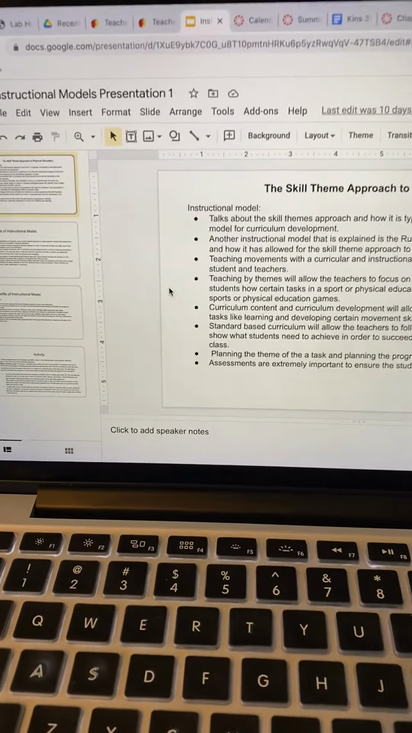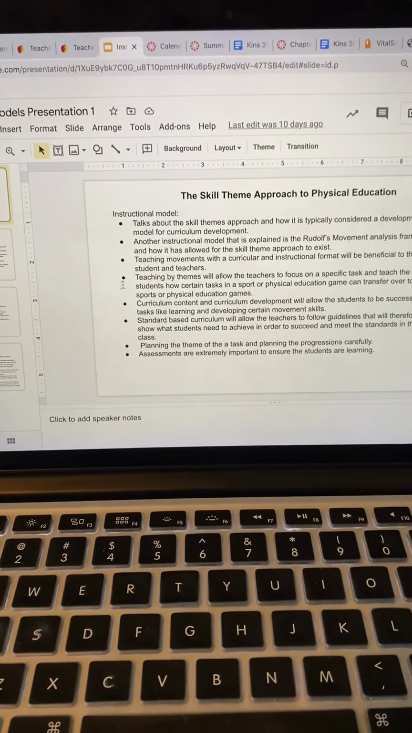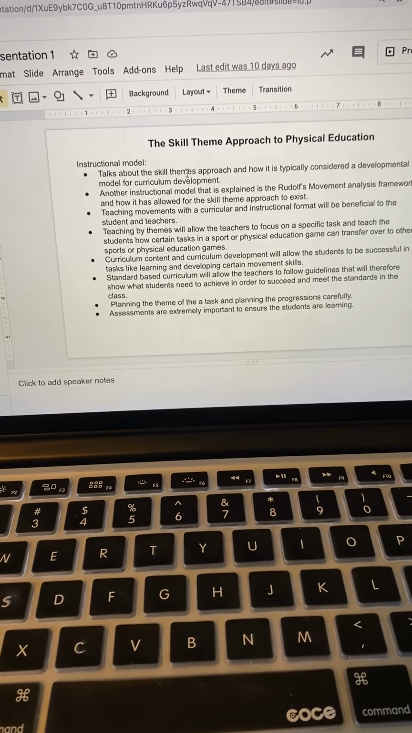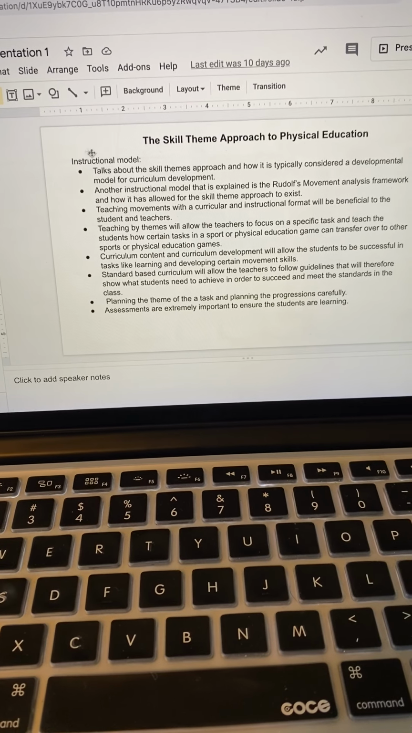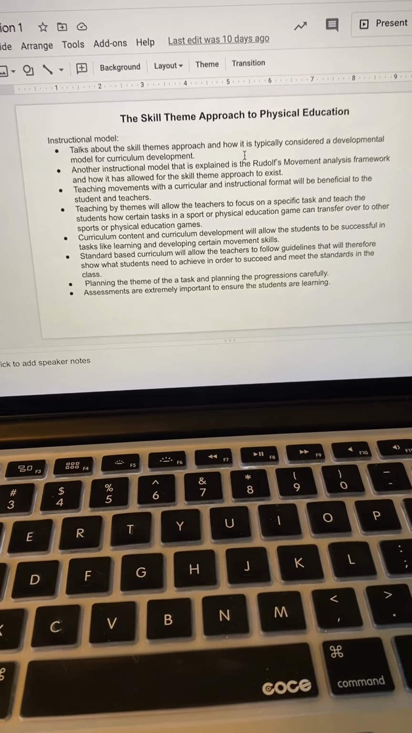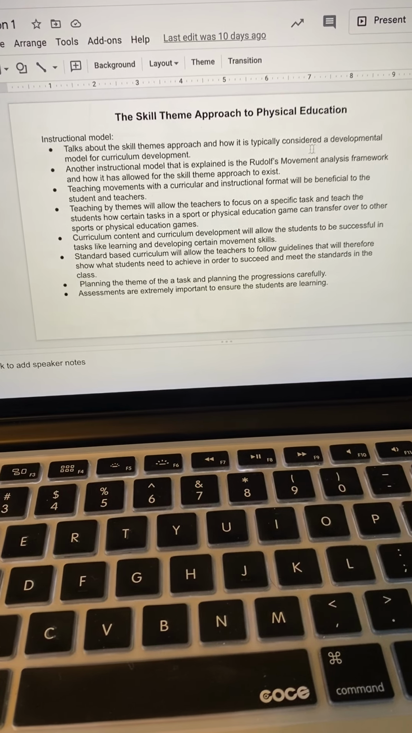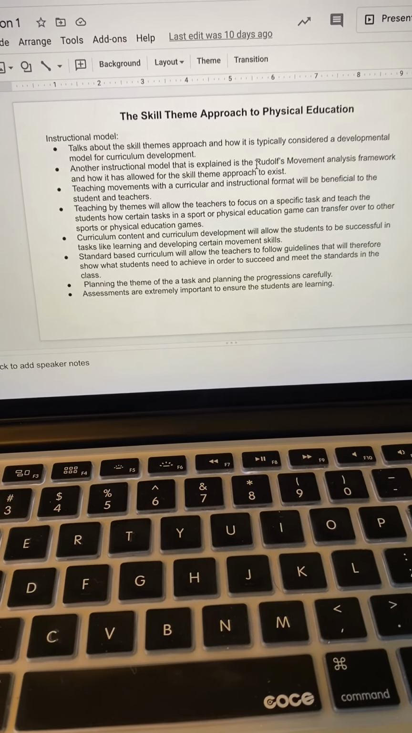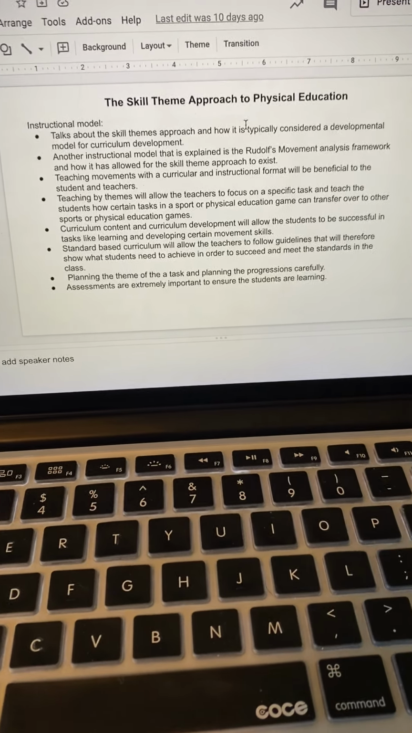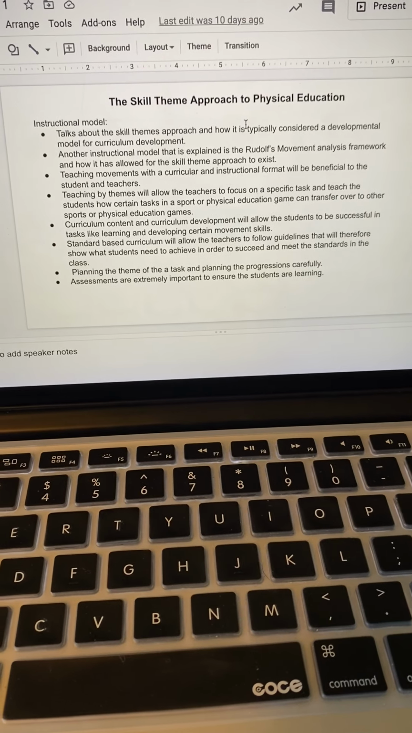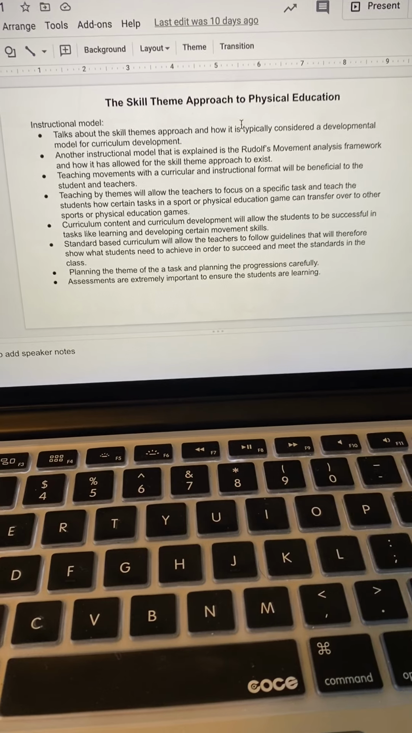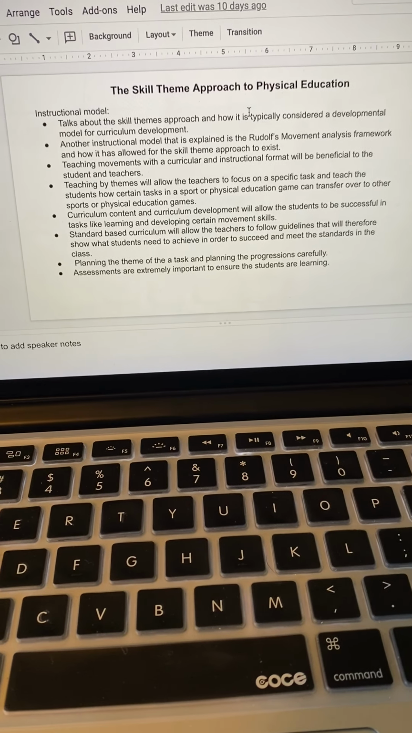So this is my instructional models presentation one. The skill theme approach to physical education. In the instructional model, I talk about the skill themes approach and how it is typically considered a developmental model for curriculum development. Another instructional model that it explained is Rudolph's movement analysis framework and how it has allowed for the skill theme approach to be a thing.